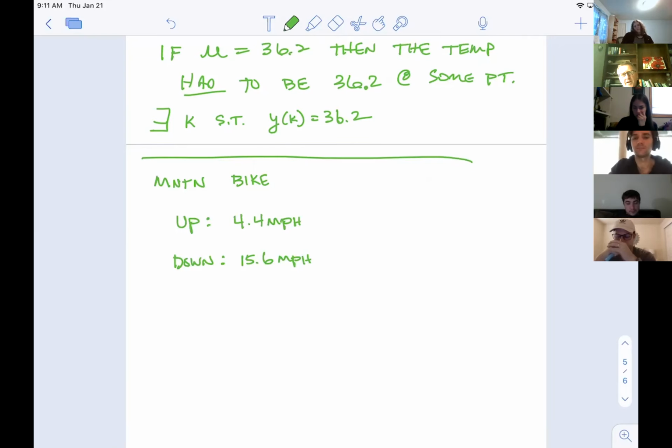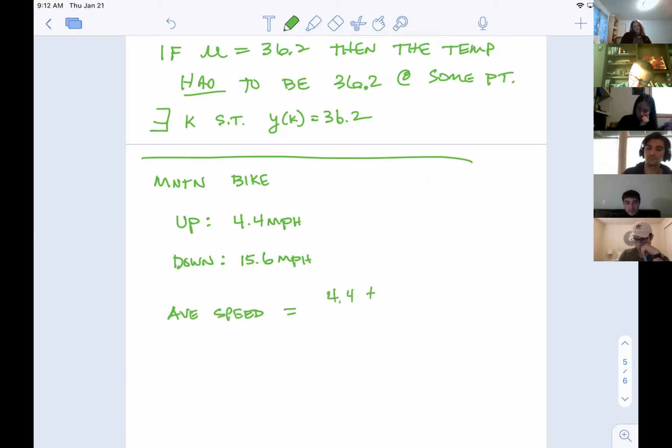And you can also appreciate, I didn't go 4.4 exactly the entire time. It was just an average of 4.4 on the way up and an average of 15.6 on the way down. There were times when I was going 20 on straightaways and slowed down into corners and all those kinds of things. Is my average speed equal to 4.4 plus 15.6 divided by 2? Is that my average speed?